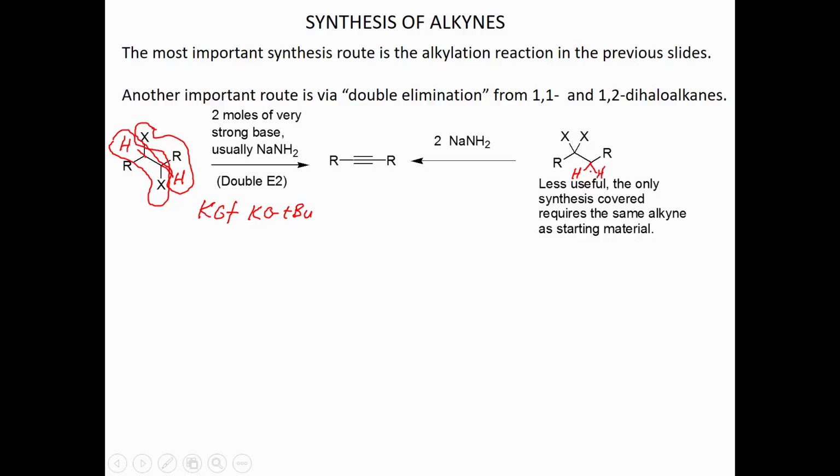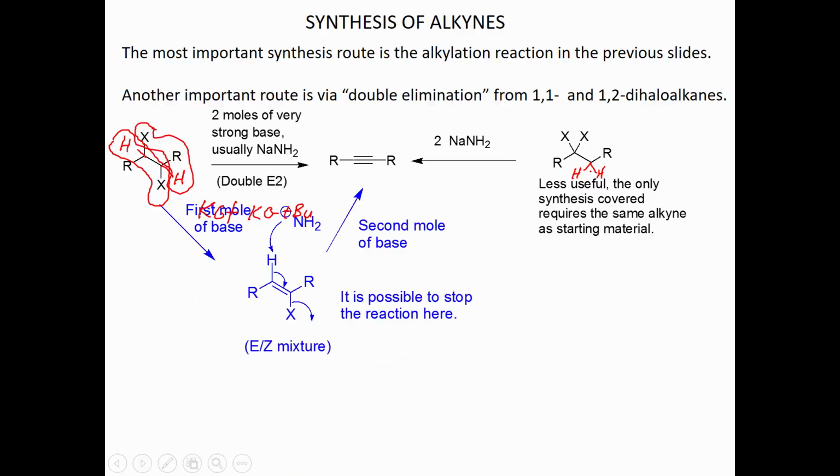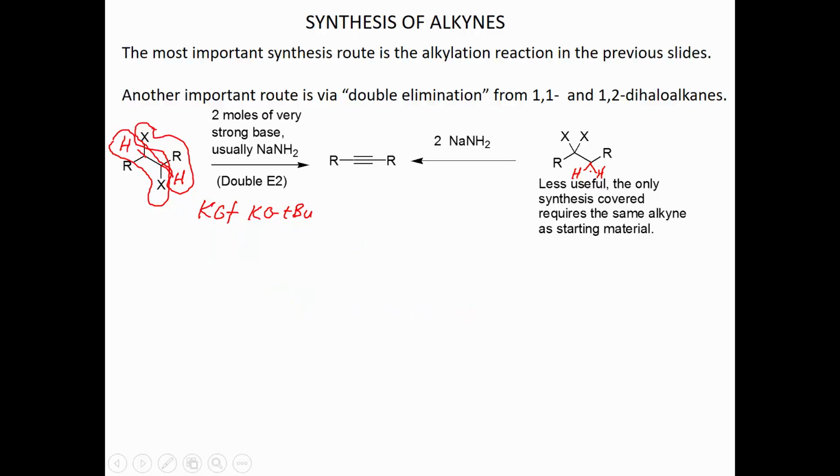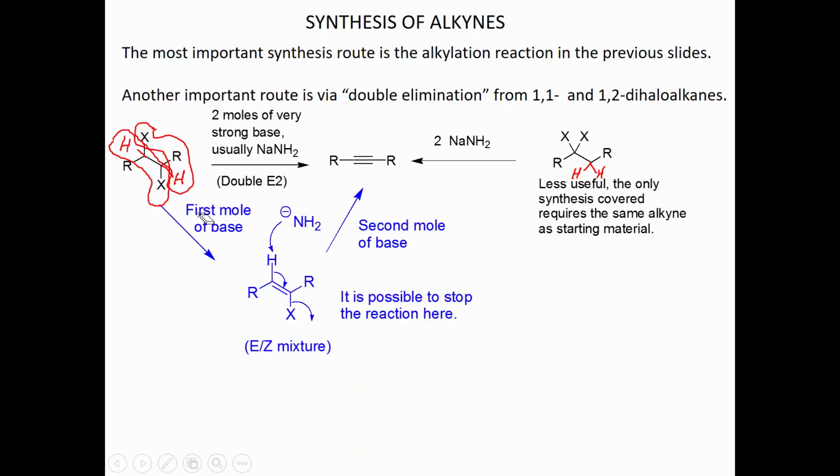It's just that all the hydrogens are on the same carbon and all the halogens are on the same carbon. All right, so what happens here? Okay, let me go back there. So potassium t-butoxide, remember that. All right, so what happens here is that our first mole of base is just doing an E2. The E2 eliminating one of these HXs gives you this compound here called a vinylic halide.